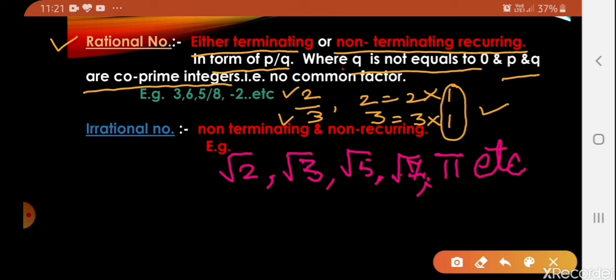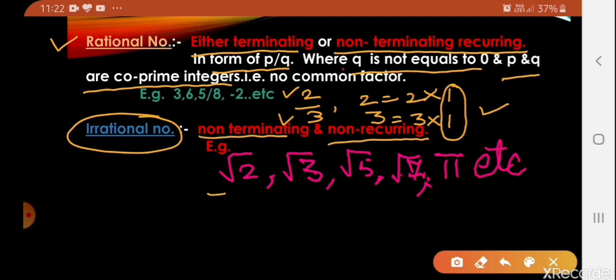Now we have learned about irrational numbers as well. These are non-terminating and non-recurring numbers. As you can see the example, root 2, root 3, root 5 and even pi. They all are irrational numbers.